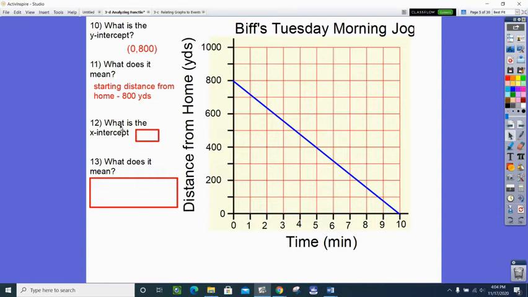What is the x-intercept? Did you put the (10, 0), or 10 minutes? What does that mean? Biff takes 10 minutes to reach home from that starting point of 800 yards away. So the y-intercept, the x-intercept, and what do they mean in terms of the graph?